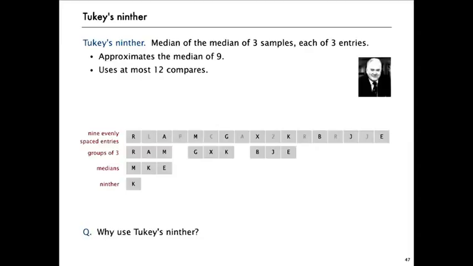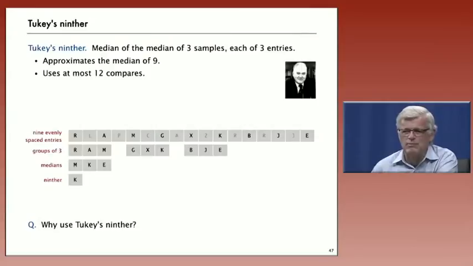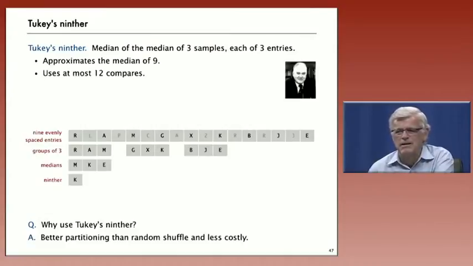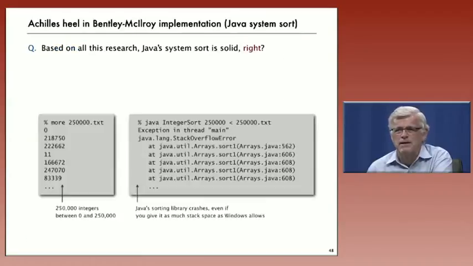The reason they used it is they thought it got them closer to the middle, and some system designers don't like the idea of using random choices in a system method because of the way that it changes the state of the system. So they felt that it got better partitioning than a random shuffle, and it was also less costly than generating random numbers, including this change of state problem.